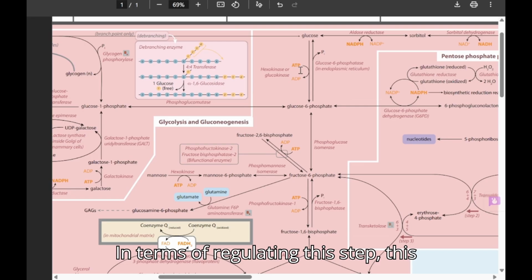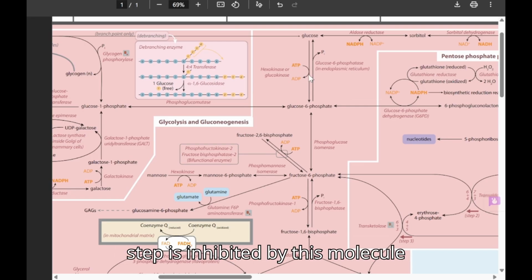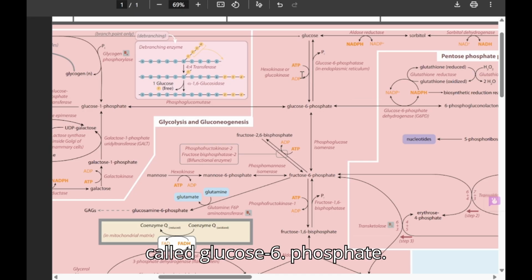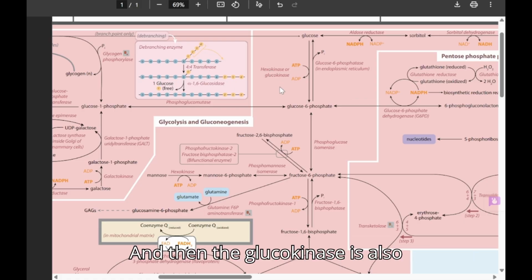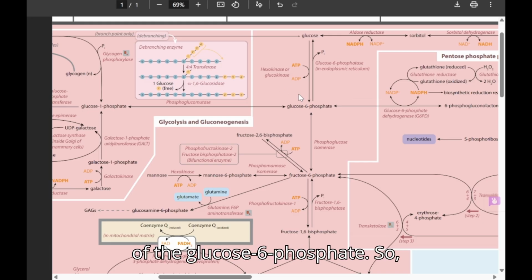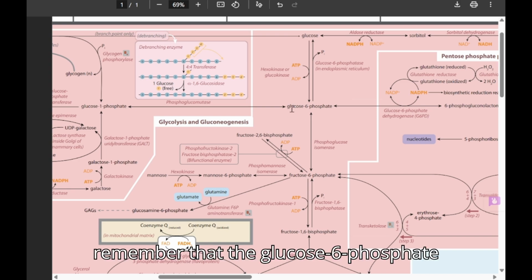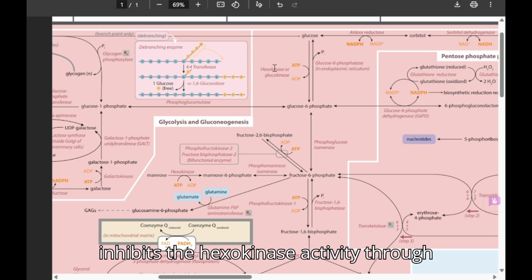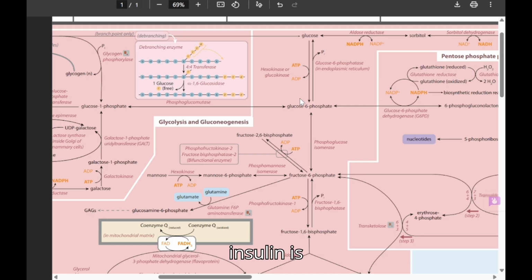In terms of regulation, this step is inhibited by this molecule called glucose 6-phosphate. This is also known as product inhibition. And then glucokinase is also regulated by insulin instead of glucose 6-phosphate. So remember that glucose 6-phosphate inhibits the hexokinase activity through product inhibition, while insulin is responsible for regulating glucokinase.